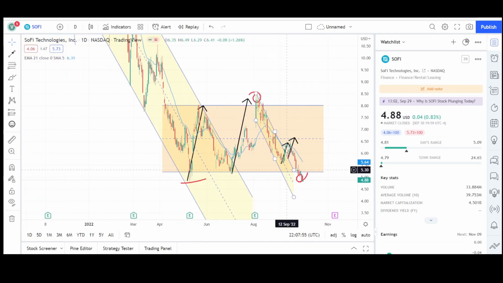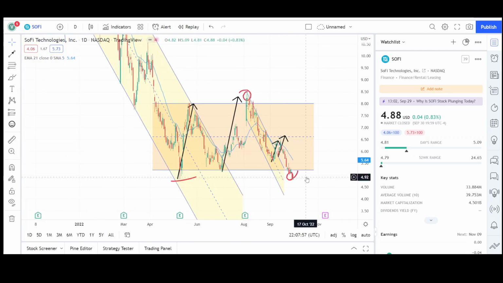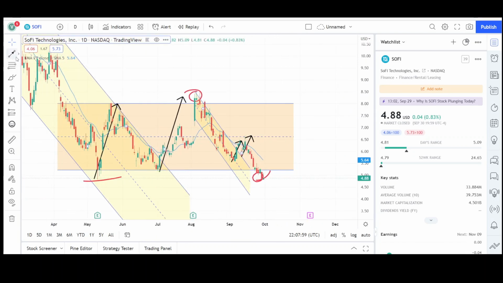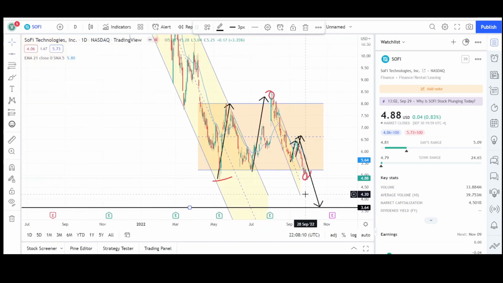So technically, we already had two legs down, but it's not a perfect measure move down. So if we do get a perfect measure move, it will be this one right here. And the target for SoFi is right around the $3.60 level. I believe there's a high probability of reaching that.